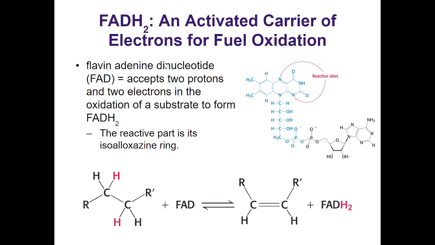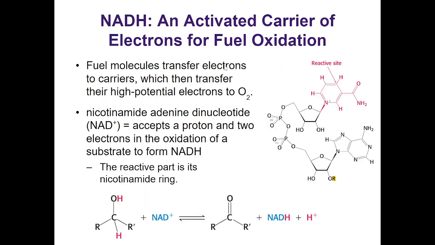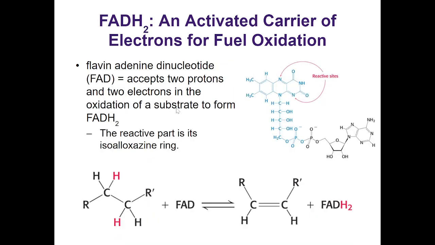Okay, so your flavin adenine dinucleotide. Notice the names here: adenine dinucleotide, adenine dinucleotide, adenine being the A in ATP, or adenosine, technically. These are derivatives of each other. So the ATP is derivatized to form your NAD and your FAD. And the AD parts are the same for both of these. Flavin is the difference there. This is going to accept 2 protons and 2 electrons in the oxidation of a substrate to form FADH2.